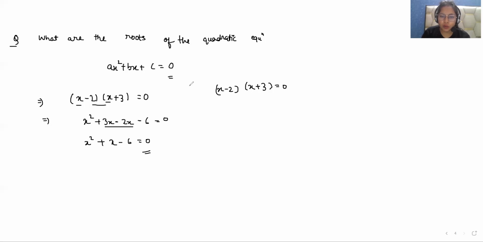If we only have to find the roots, we take the factors x minus 2 and x plus 3 and put them equal to 0 one by one. x minus 2 equals 0, that is x equals 2, and x plus 3 equals 0, that is x equals minus 3. So if you put x equal to 2, you get 0, and if you put x equal to minus 3, you get 0.